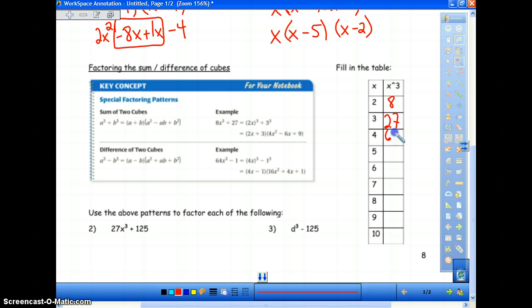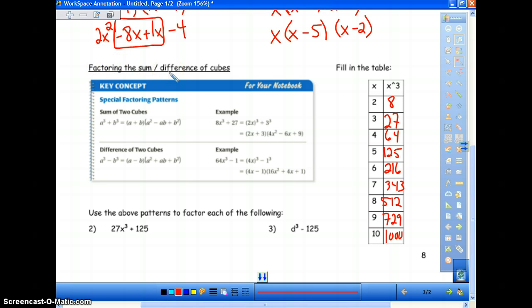4 cubed is 64. 5 cubed is 125. 6 cubed is 216, 7 cubed is 343, 8 cubed is 512, 9 cubed is 729, and then 10 cubed is 1,000. Now you don't have to memorize these, but we're going to use these in the rules that we have. So we're talking about factoring the sum and difference of cubes.